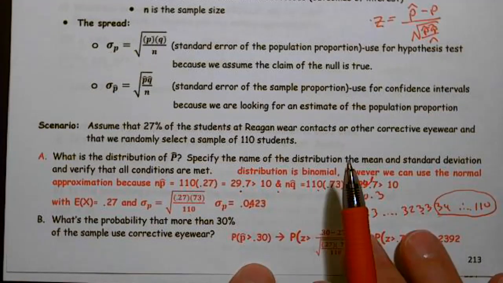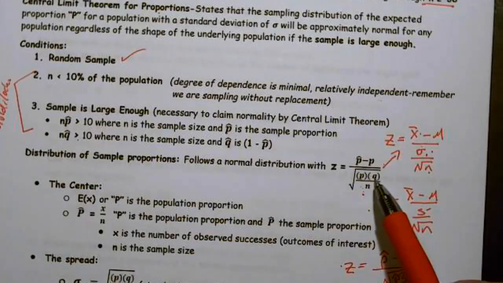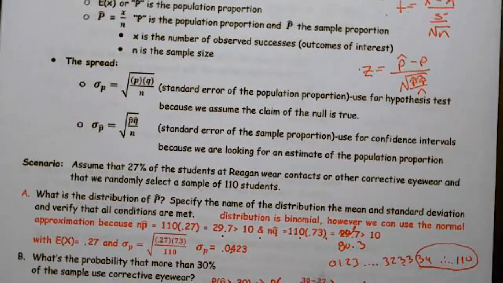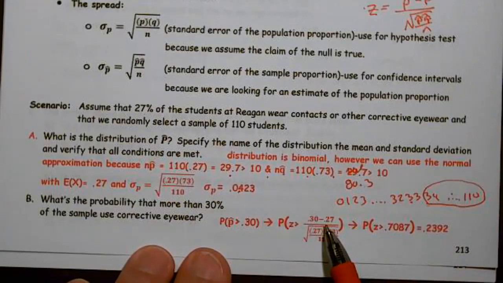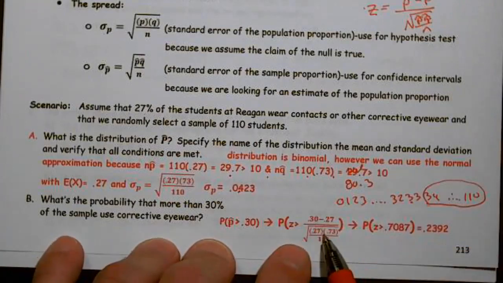So our formula is P hat minus P, over the square root of PQ divided by N. Well, the population happens to be 27%. That's our claim. But we want to know what's the probability that we get a P hat of this. If you know the population, you must use it. All right.